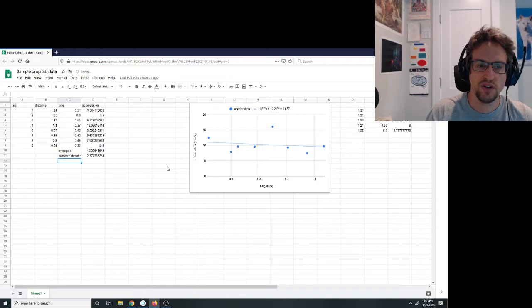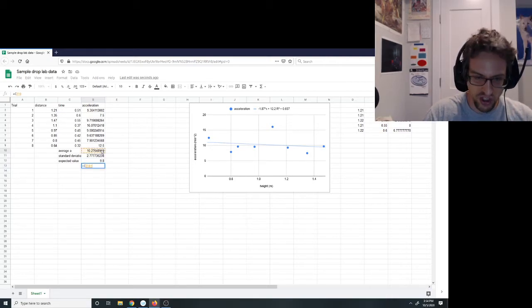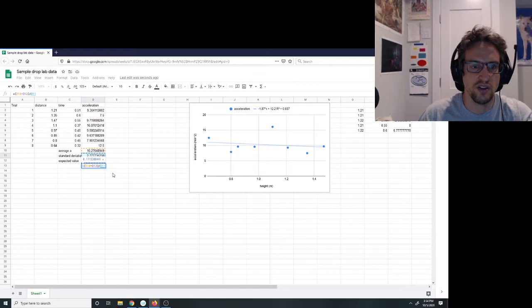And then you want what's called the z-score. Okay. The z-score is a measure of how many standard deviations you are from your expectations. So our expected value is 9.8. I want to know how many standard deviations we are away from that. So what I'm going to do is ask, how far apart are my average and expected values? So subtract them, then I divide it by the standard deviation.